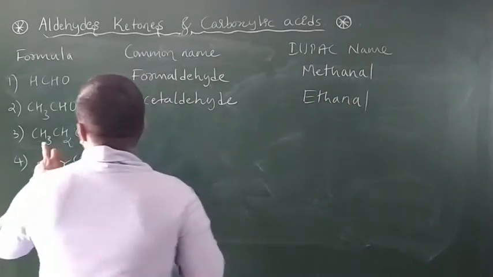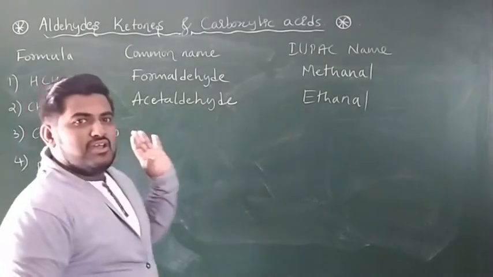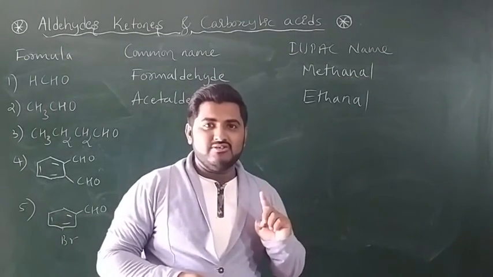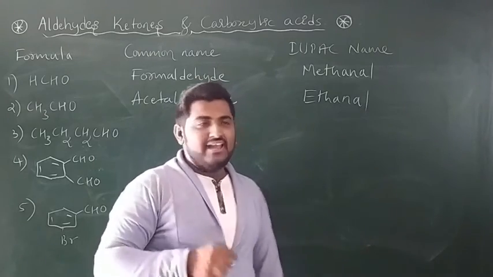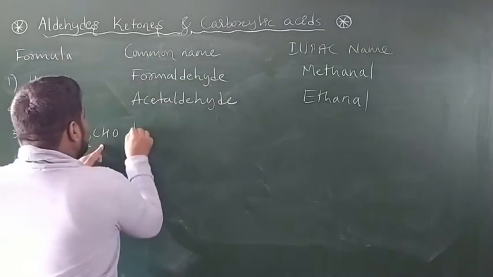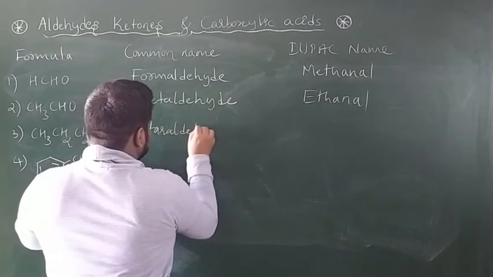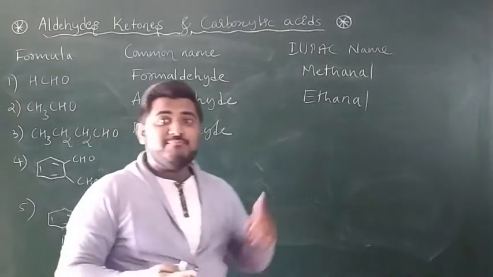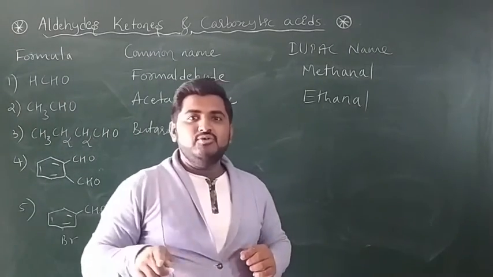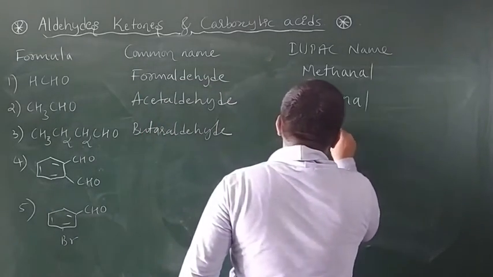Okay. Next one. How many carbon atoms are there? 1, 2, 3, 4. 4 means butyric acid is the parent carboxylic acid. So what should we write then? Oic acid is replaced by aldehyde. Therefore the name is butyraldehyde. What is the IUPAC name? Butane is the parent hydrocarbon. The E of butane is replaced by al. Therefore the name is butanal.